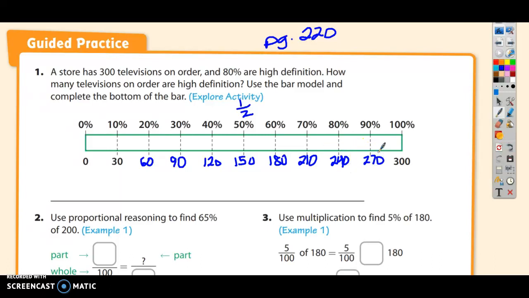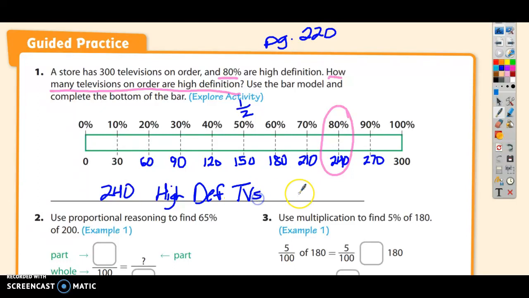And there's a line right here for our answer. Remember, they actually asked us a question. It says, how many televisions are high def? And it's 80%. So it's right here. The answer is 240 high def TVs. It's probably not the best sentence I've ever written, but in fact it's not a sentence, but it works. Gets the job done. Let's move on.